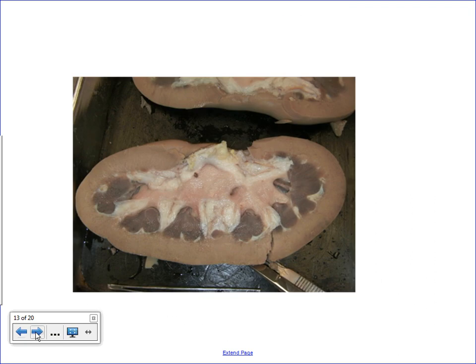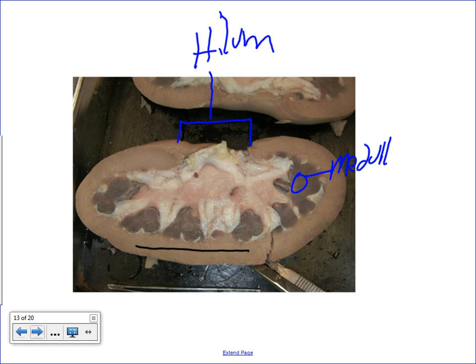Now, here we actually have a mid-sagittal section of the kidneys, and again, you can see some of these major parts right here. You all know what this is. This would be the renal cortex. This would be the hilum. This would be the medulla, and that's also a renal pyramid. So here's a pyramid, here's a pyramid, here's a pyramid, and so on.